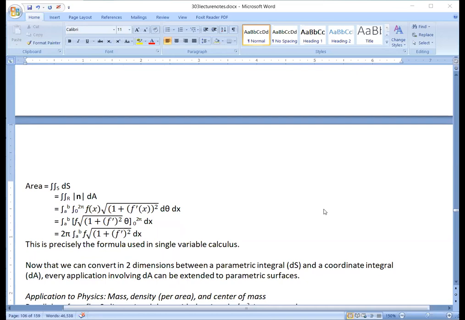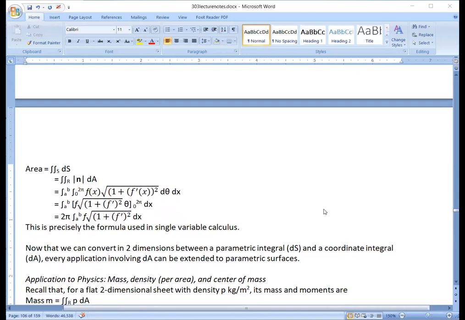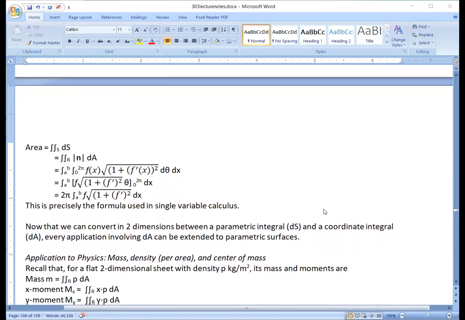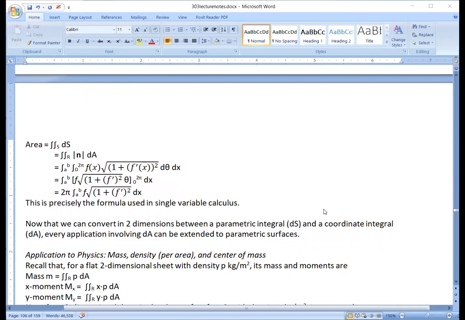So first, just a reminder of what we'd seen previously. Previously, we saw these formulas. Suppose that we have a flat two-dimensional sheet with density rho, whatever that function is, and that's kilograms per meter squared. So it's like a two-dimensional density.